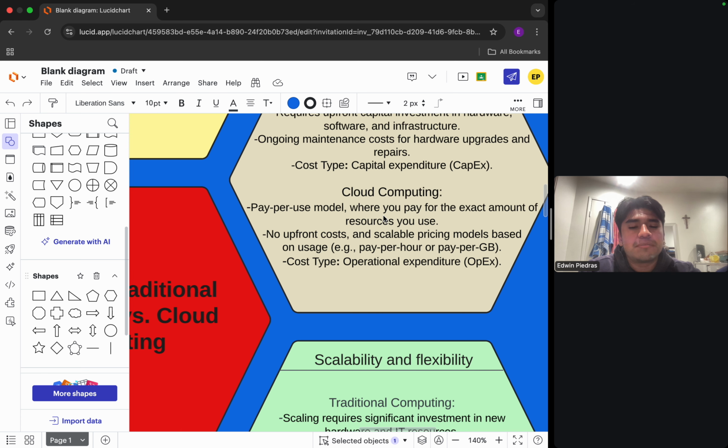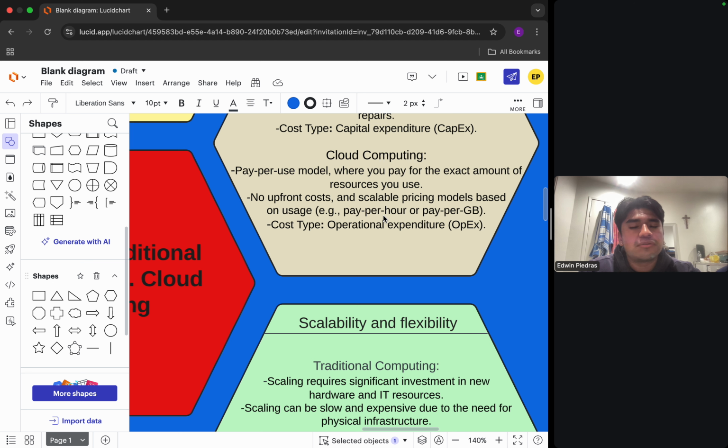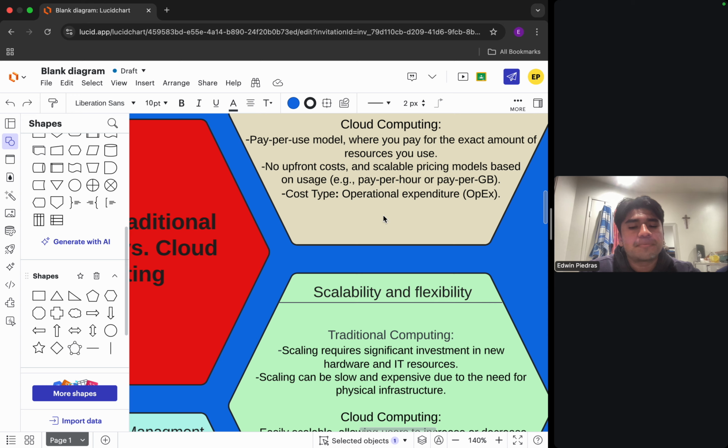So for cloud computing, it's a little different. It's pay-per-use. So it's basically where you pay for the exact amount of resources that you use, and there's no upfront cost. It's scalable based on usage.